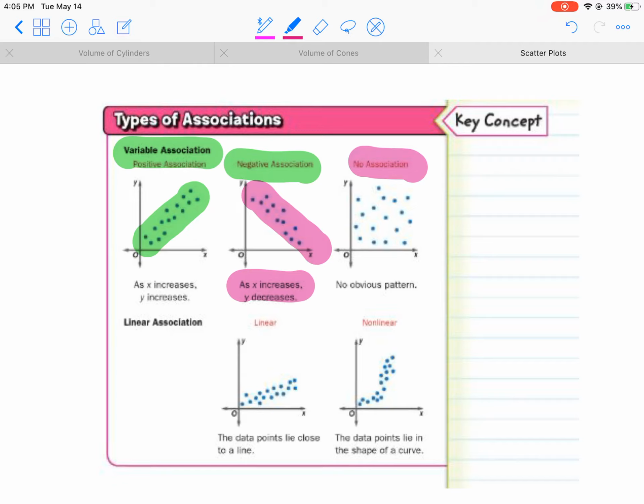No association is sort of like, I kind of call it a hot mess. It's just a bunch of points scattered all over the place, and they really don't have a pattern. That means there's no correlation. Okay, those are variable associations.